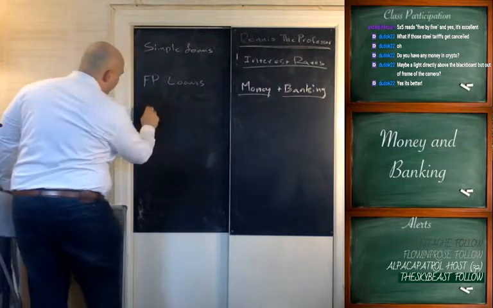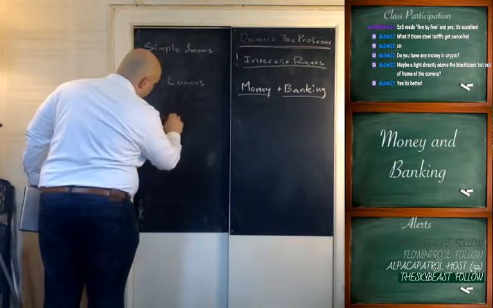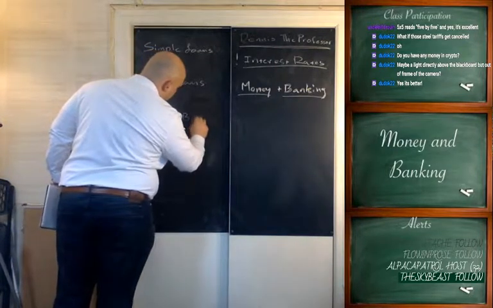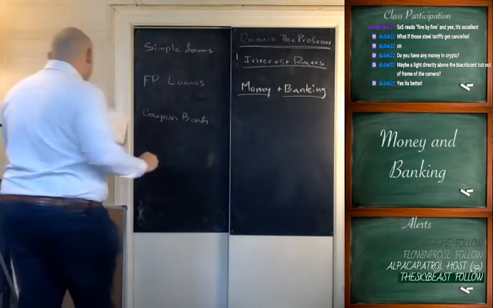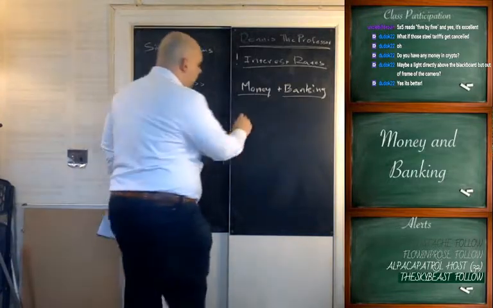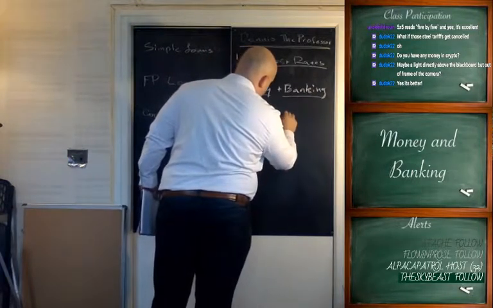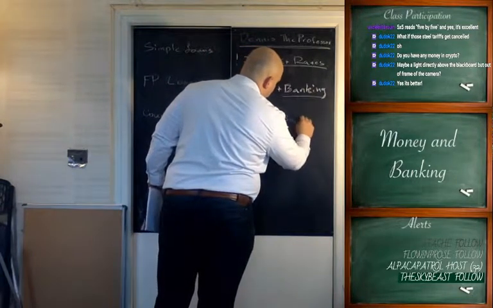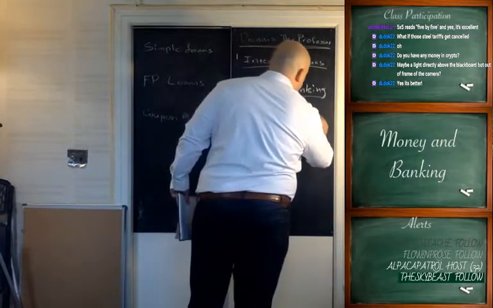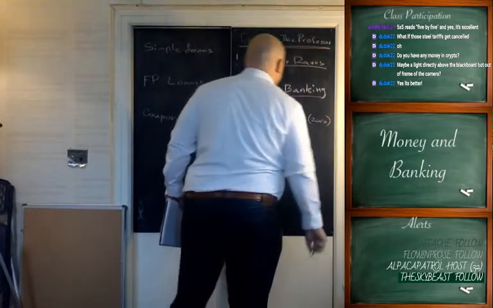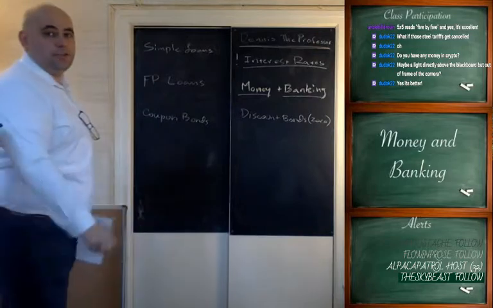And then we have coupon bonds. And discount bonds, which are otherwise known as zeros. Right? So a discount bond is generally known as a zero.